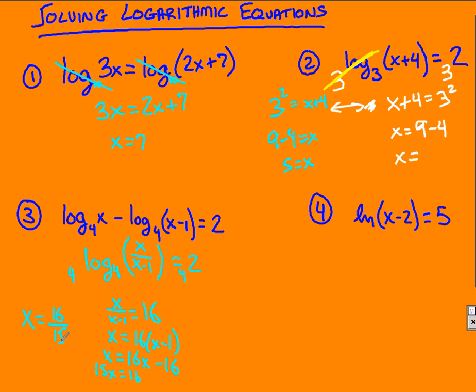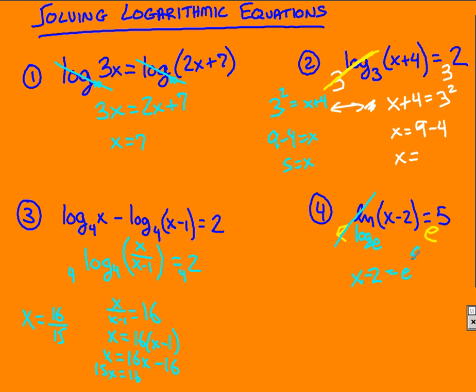All right, and the last one. Natural log. Remember, natural log is the same as saying log base e. So that means I need to take each side and raise it to the e power. Hopefully I can write e's better than that. So, when I take that, those cancel out, I'm left with x minus 2 equals e to the 5th.